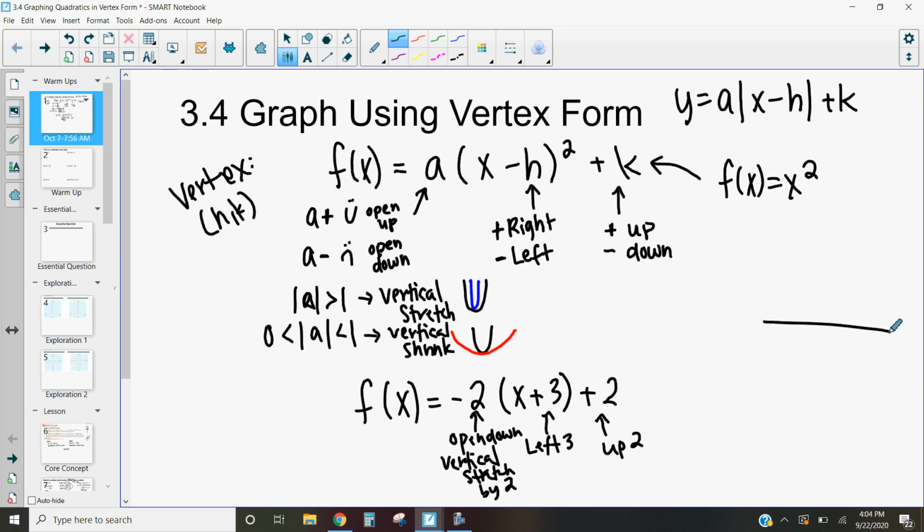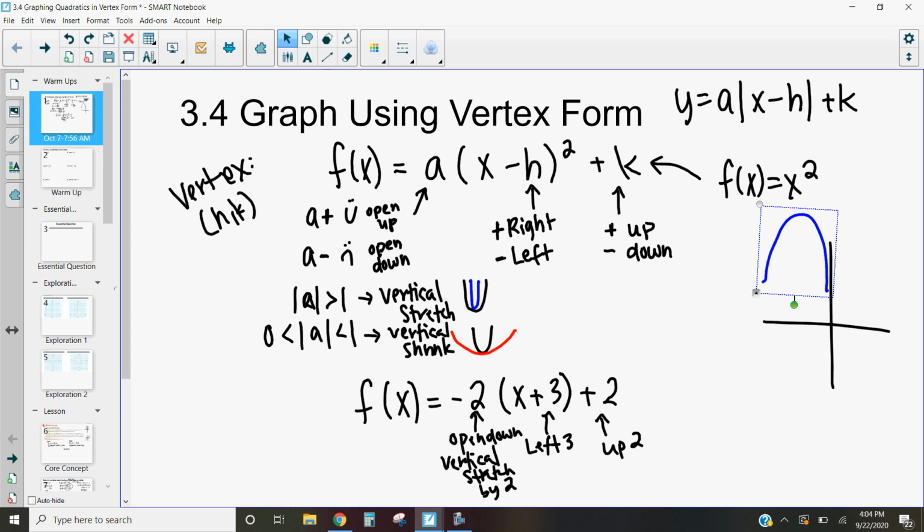And so as we graph it, that gives us our directions. Say I'm starting here with my original function, bam. What these directions do is tell me where my function is going to move. This +2 tells me I'm going up 2. This +3 tells me I'm going to the left 3. That -2 tells me I'm actually going to flip over completely, like this.